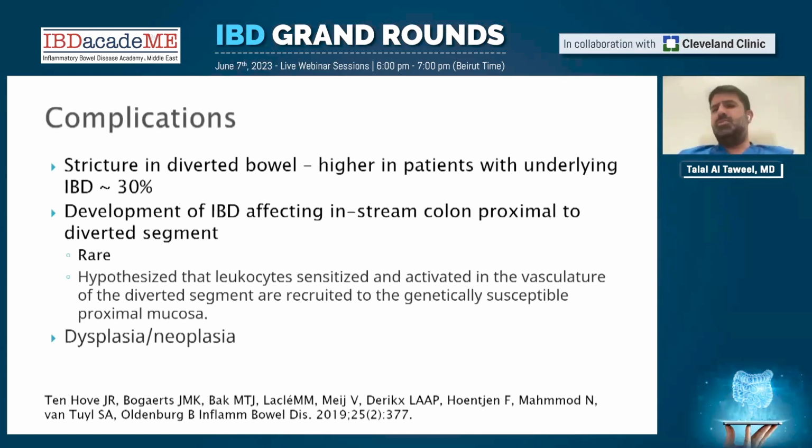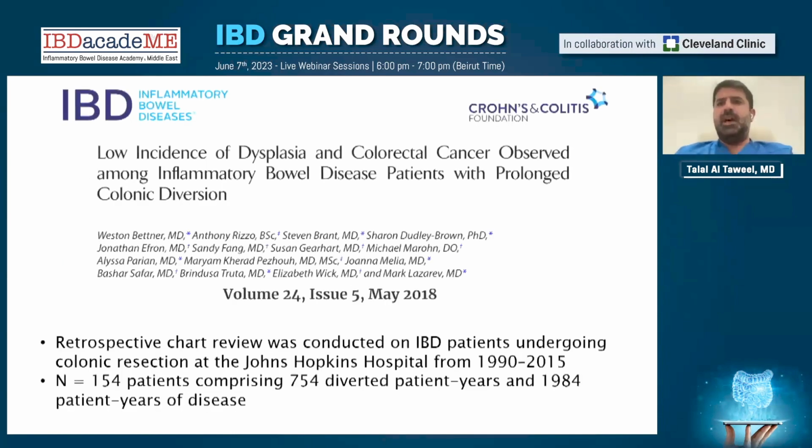The other thing, which is pretty rare but which I also came across in the literature, is that they can develop IBD in the in-stream colon that's proximal to the diverted segment. It's thought, by hypothesis, that the leukocytes are sensitized in the diverted segment and then recruited to the susceptible proximal mucosa. So that can happen as well, but that's pretty uncommon. And then there's the risk of dysplasia and neoplasia, and I'll talk about that in the next slides. So next slide, please.